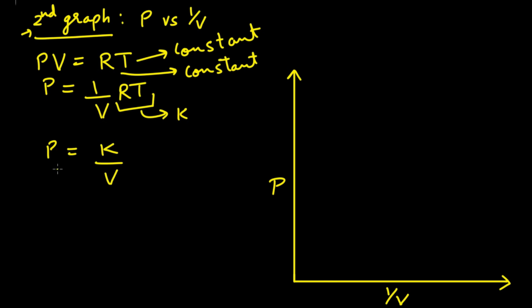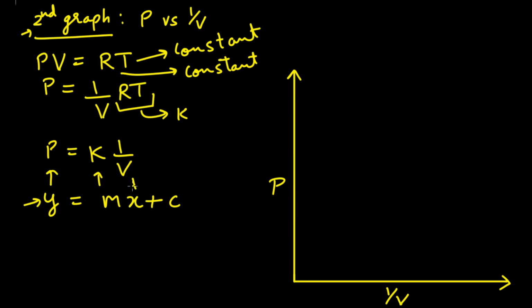Now this equation is very much similar to the equation of a line. Or you can write this as P equals K into 1 by V. Now this equation is very much similar to y equals mx plus c. This is the equation of a straight line from mathematics. Here y equals P, m equals K, x equals 1 by V. Now what is the value of C? There is no C, so C equals 0.